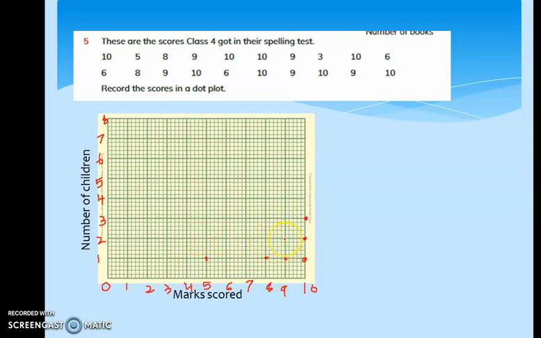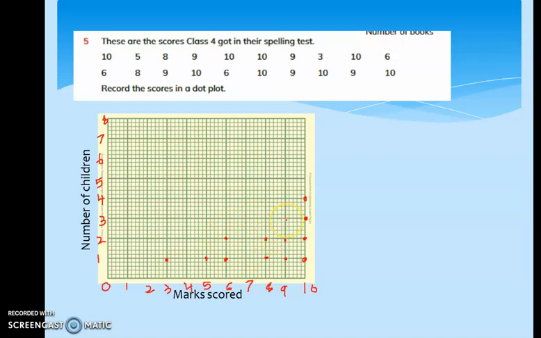Next is 9. Then 3. Marks scored 3. It's the first child who has scored 3 marks. Then 10, one more. Every time you see a new value, we mark it, and for a repeated value, we add one more mark. So we mark it one above the other. Marks scored is 6, so 6 mark. Then again 6, so you mark it here. Next one is 8. Mark it here.